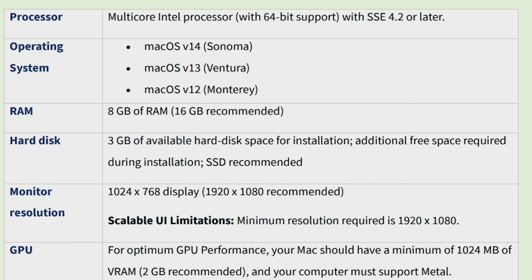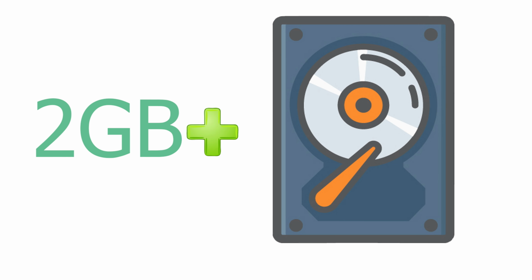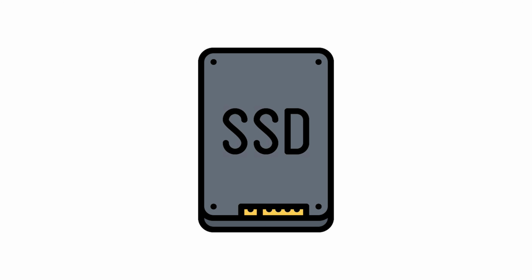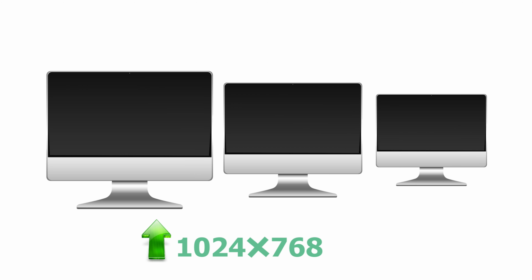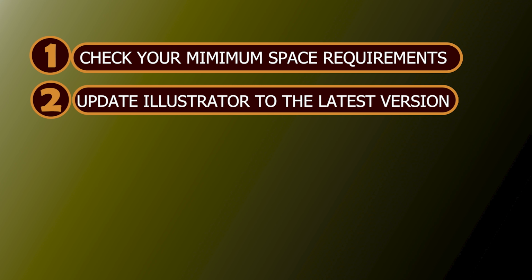For Adobe Illustrator to perform well, in RAM you should have a minimum of 8 GB, but 16 is recommended. For the hard disk, make sure you have 2 GB of space available for installation, plus additional free space required during installation, but an SSD is recommended. For monitor resolution, make sure your resolution is 1024 by 768, but for better performance, 1920 by 1080 is recommended.